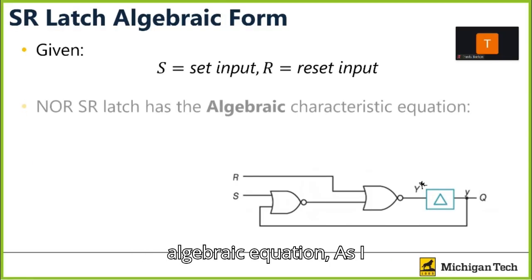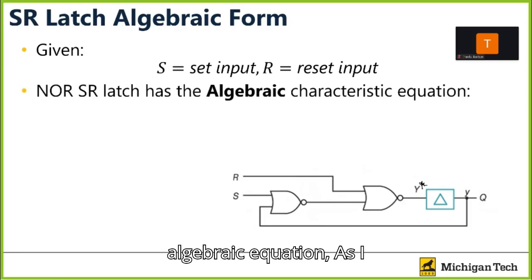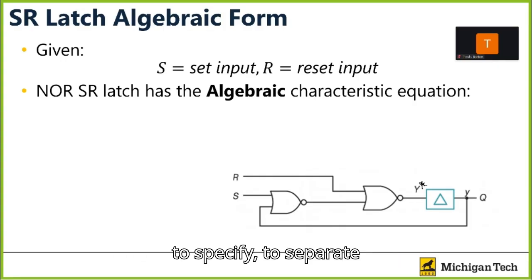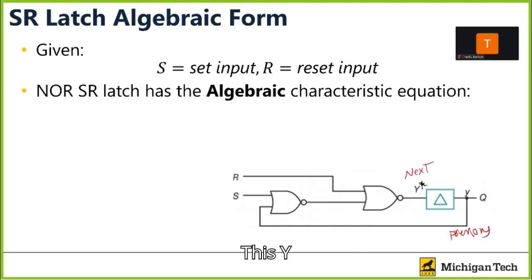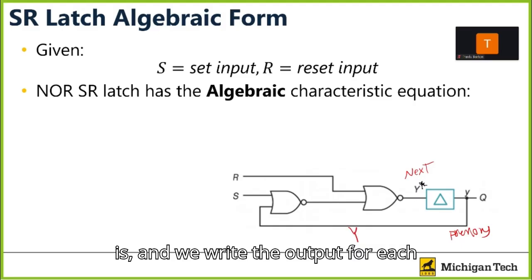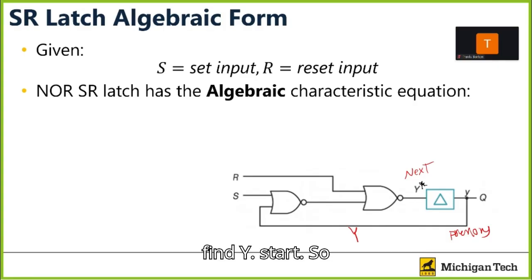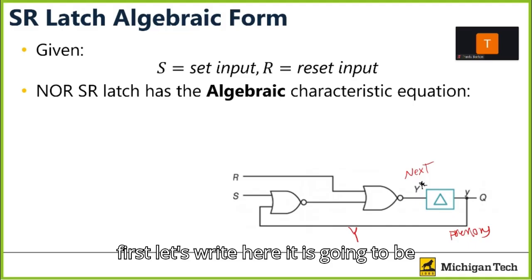To find the algebraic equation, as I mentioned, we just need to use delta to separate the next state from the actual previous state. This is Y, and we write the output for each gate and substitute them all together to find Y star. So first let's write here.